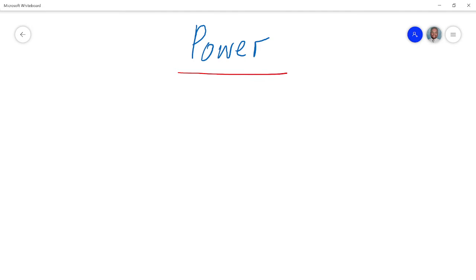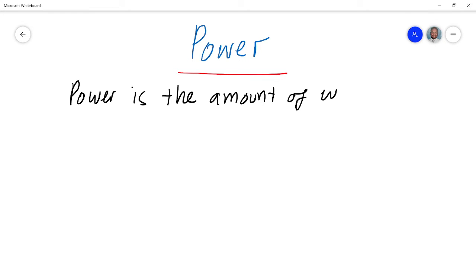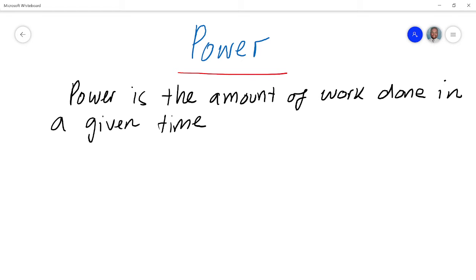If you were to define power, power is the amount of work done in a given time. So power is the amount of work done in a given time. And if you were to break it down to the key concepts, the 2 points you need to understand are the amount of work done and the time. Let me give you a simple example here.